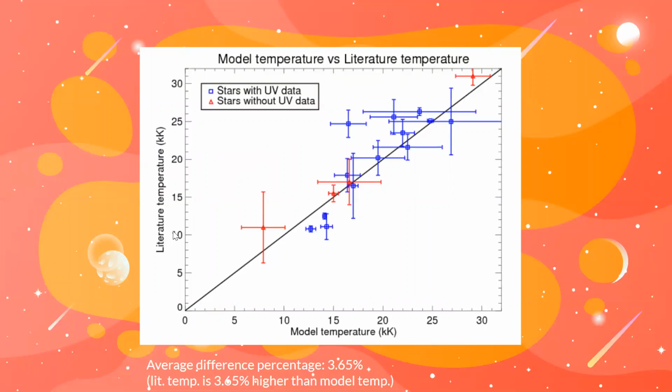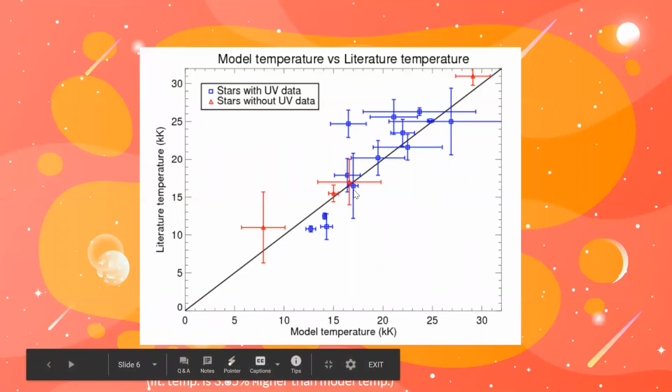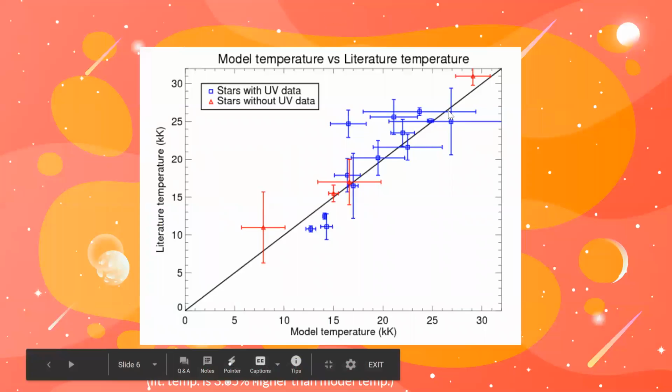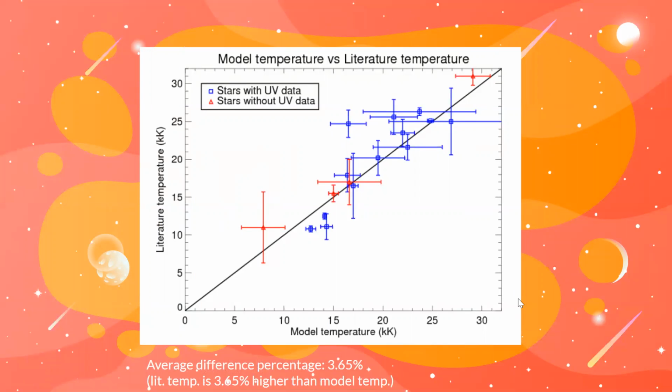And here we plot the scatter plot for them. The blue squares indicate the stars with UV data, ultraviolet data, and the red triangles are the stars without UV data. We're going to include more samples in the future. Right now you can see that the literature temperature is higher than the model temperature, because most of the samples are above, on the upper left of this equal line. This line is the y equals x line, which shows where the model temperature equals the literature temperature. We calculated that the literature temperature is 3.65% higher than the model temperature.